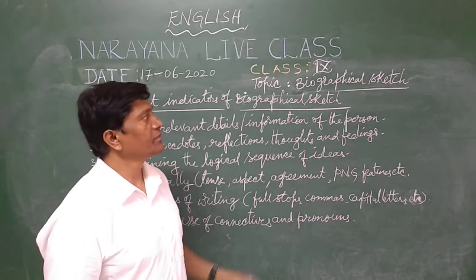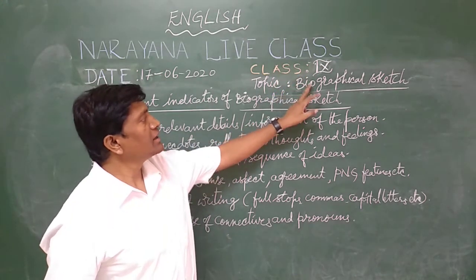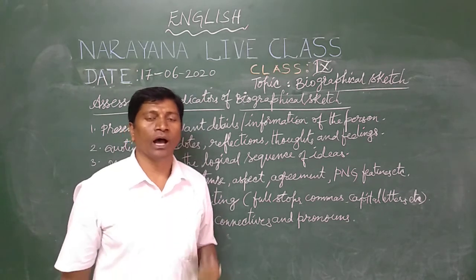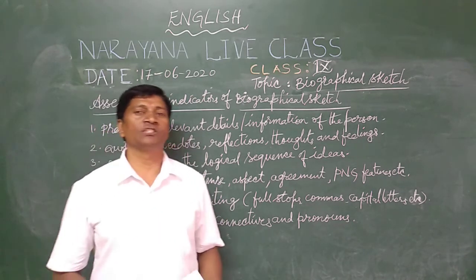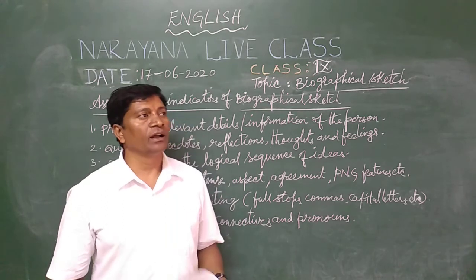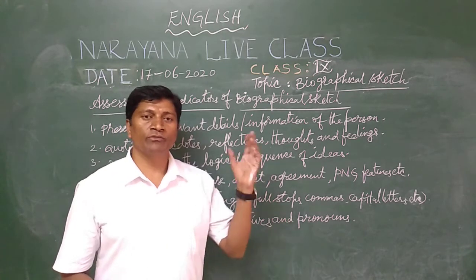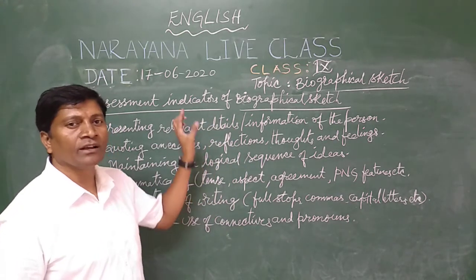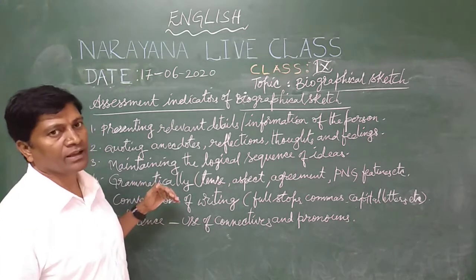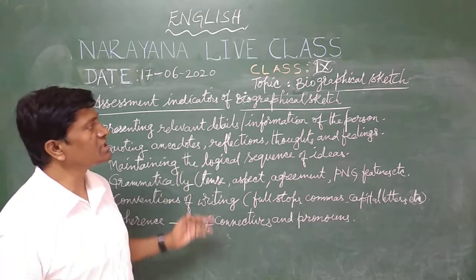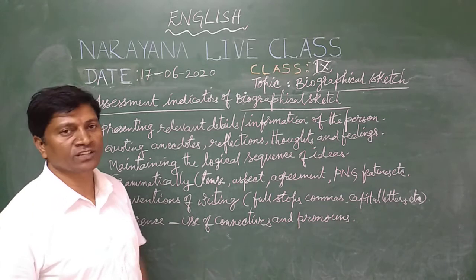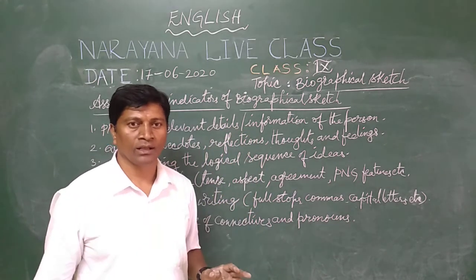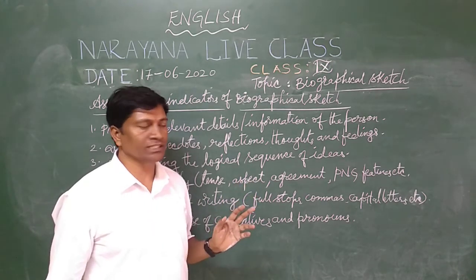Today our topic is ninth class biographical sketch. What is a biographical sketch actually? How to write it? A biographical sketch is nothing but they will give, in tabular form, all the particulars and details of the person. Sequence-wise they will give the information about any particular person, any famous personality. They will give it in the form of a table, which we call a biographical sketch.